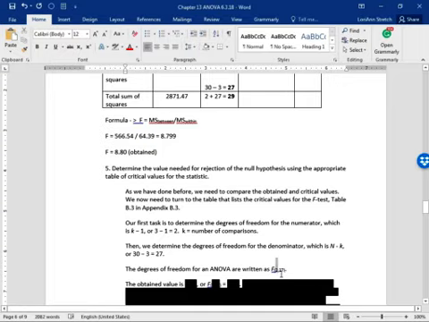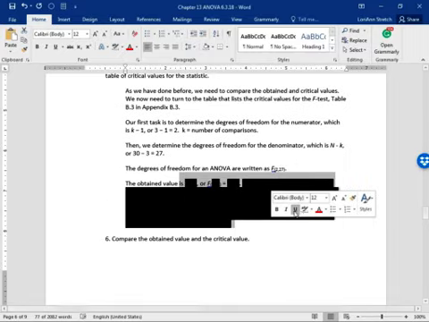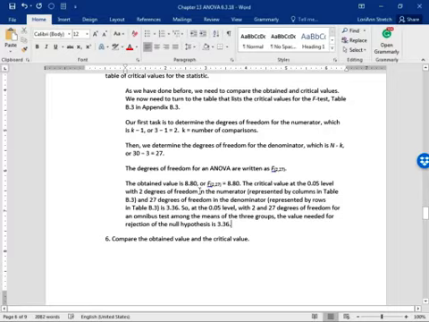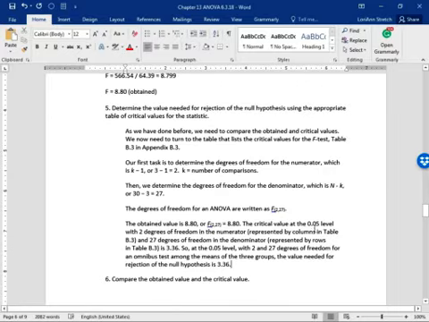So this is my between degrees of freedom and this is my within degrees of freedom, okay? And so I'm going to go ahead and cover this. The obtained score we know is 8.80, right? The critical value at 0.05 with 2 degrees of freedom and 27 degrees of freedom is this number.